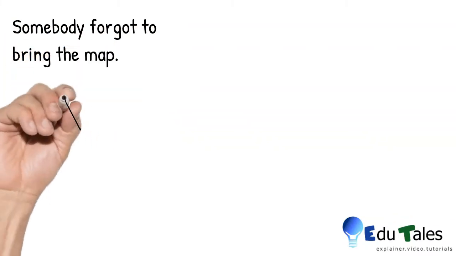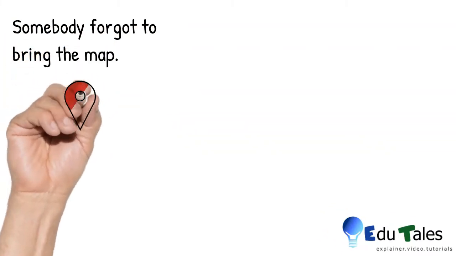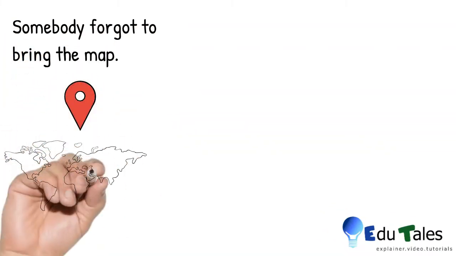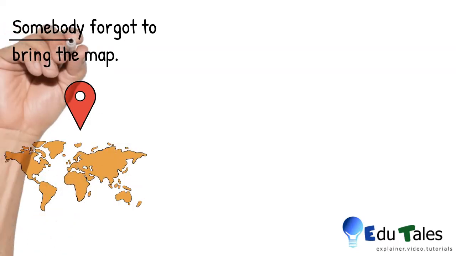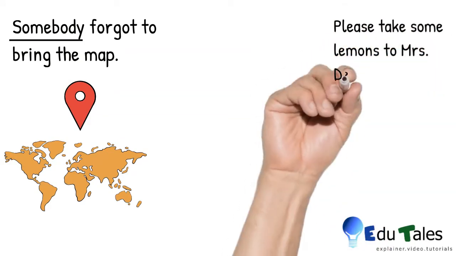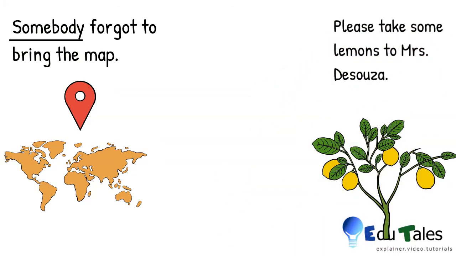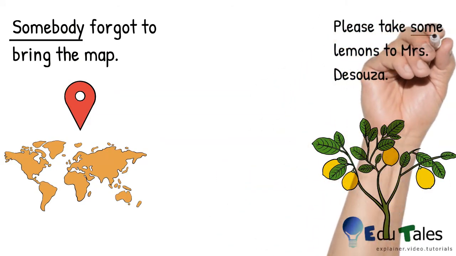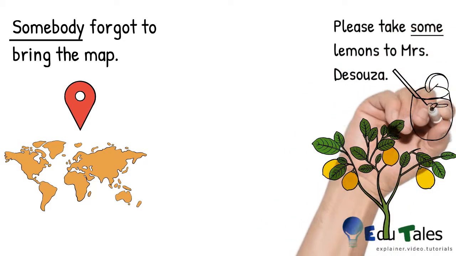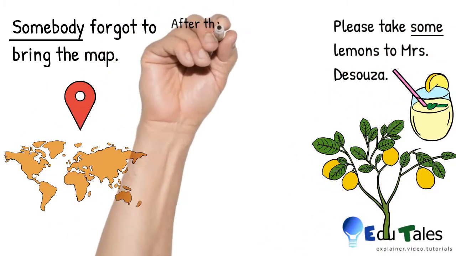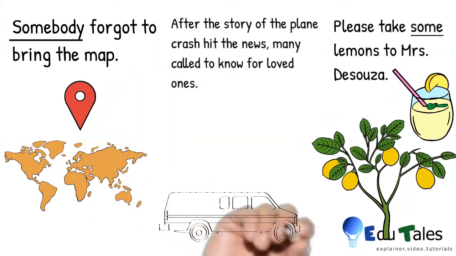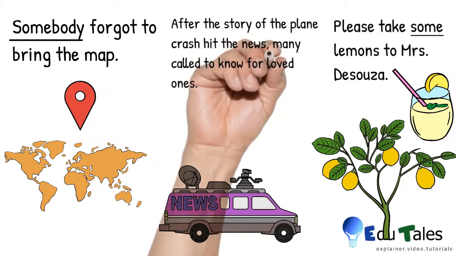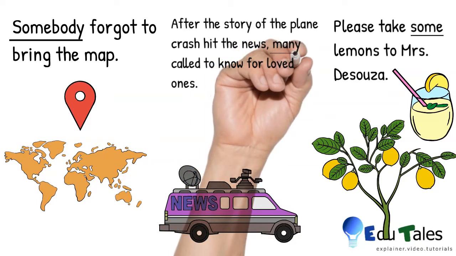For example, somebody forgot to bring the map. Here, somebody is non-specific and it denotes a singularity. Please take some lemons to Mrs. D'Souza. Here, some does not specify people, so it can be both singular or plural. After the story of the plane crash hit the news, many called to ask for loved ones. Here, many is showing plural form for more people.